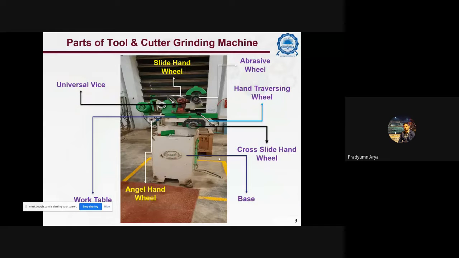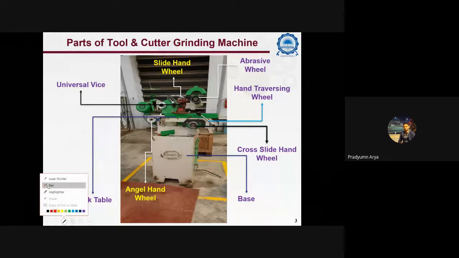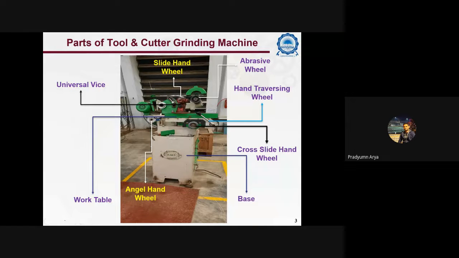Now we will discuss the parts of the tool and cutter grinding machine. First one is the base. Base generally holds the complete assembly and absorbs all vibration. Second one is the hand traversing wheel. It is generally employed to regulate the work table in the longitudinal direction, that is, move the table in forward and backward direction.